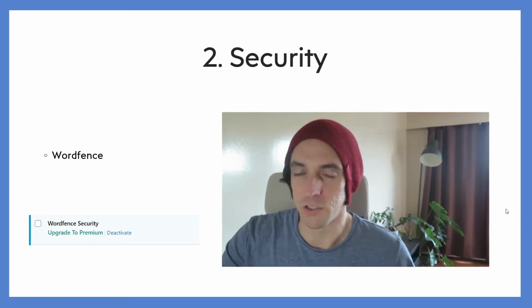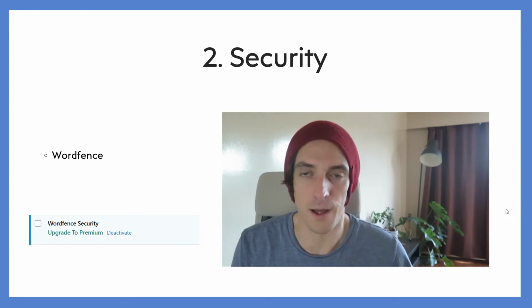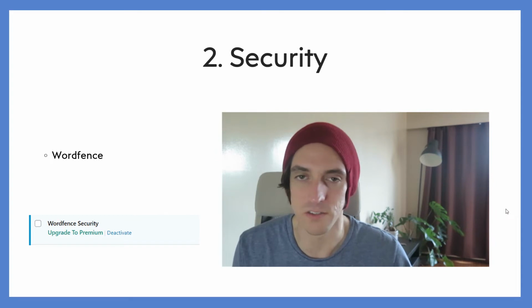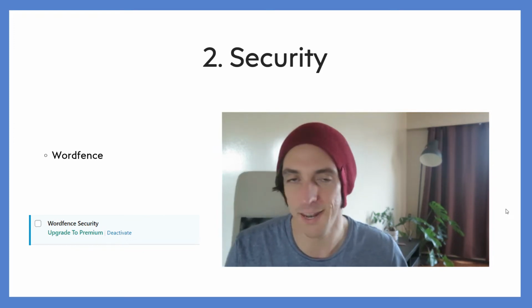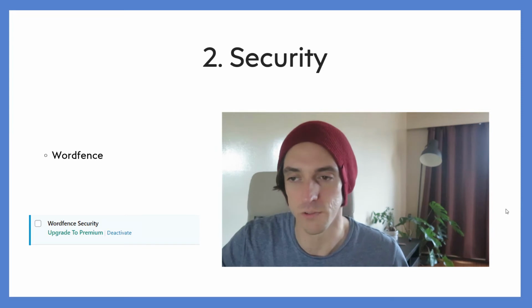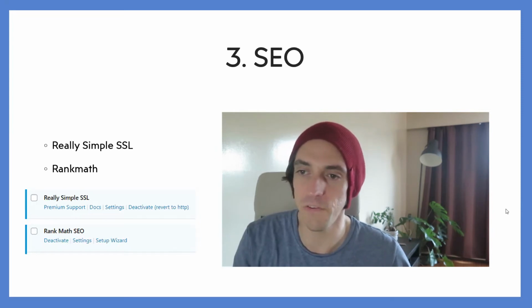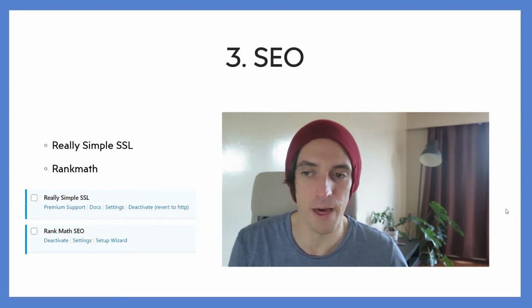Okay, next one is security. So security for me is Wordfence. Wordfence is a bit annoying. It sends all these annoying emails. I'm sure I could learn to switch them off if I paid 5 minutes attention to it, but I mean, it adds a little bit of an extra layer of security, so I'm happy to just install Wordfence and let Wordfence do its thing. So for SEO, I'm currently using Really Simple SSL and Rank Math.